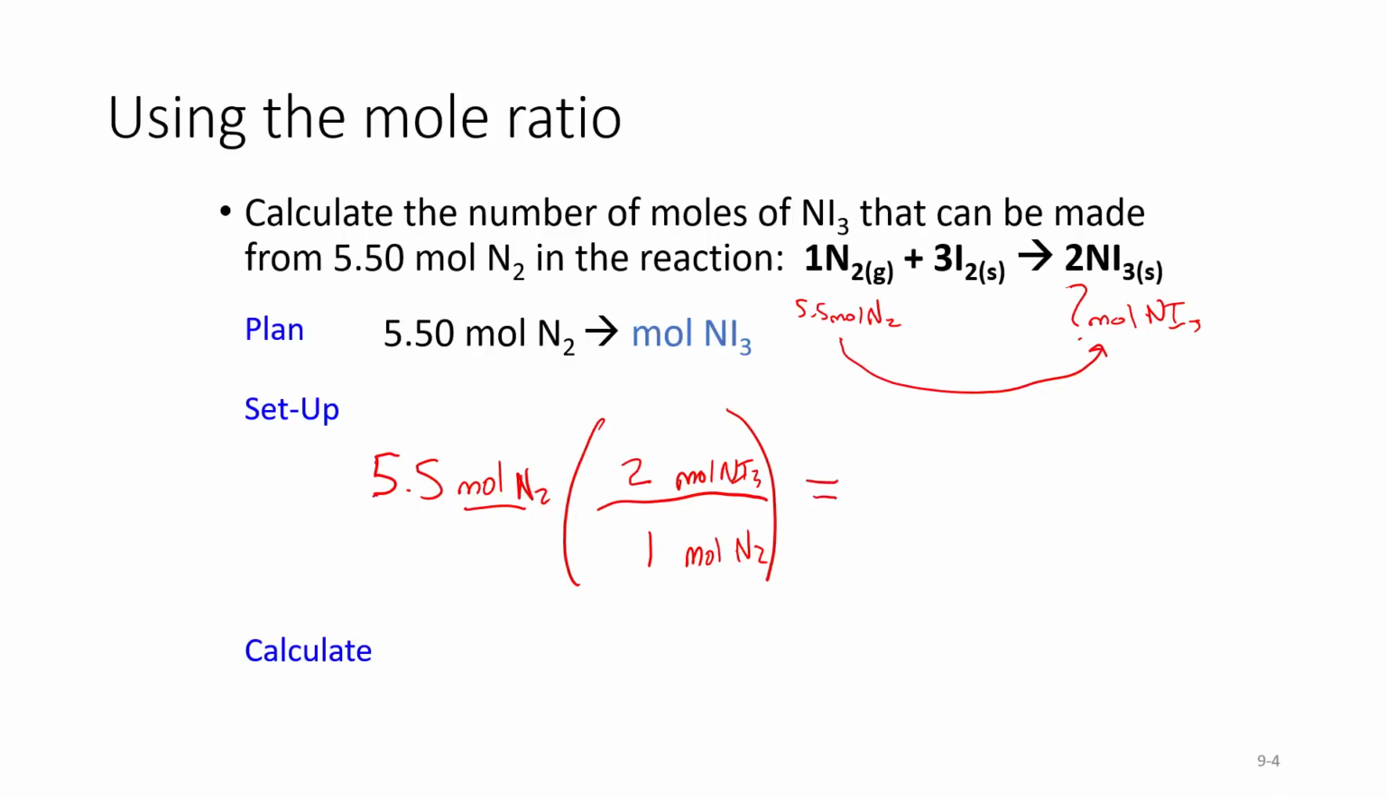When we calculate by multiplying across the top and dividing away the bottom, our moles of N2 cancel out, and we're left with moles of NI3. So 5.5 times 2 moles of NI3 gives us 11 moles NI3. So what does that mean? If we have 5.5 moles of N2, we should be able to produce 11 moles of NI3. That's our final answer.